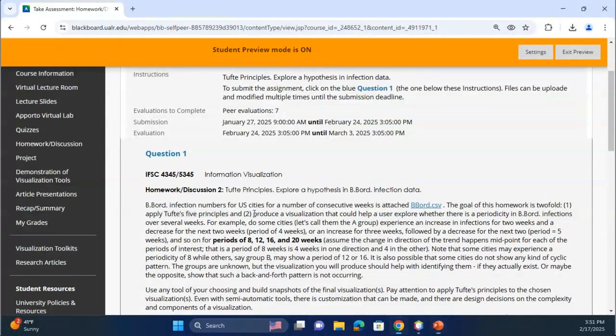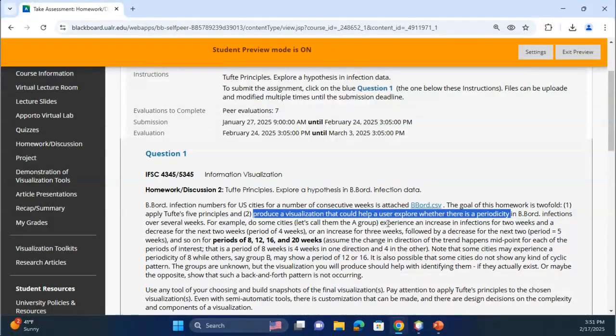And the second part of the visualization is basically the hypothesis of whether, I don't know if it's true, by the way, there is any periodicity in these infections. For example, is there a group of cities? I don't know what the group is, and you don't know it either. But build some visualization that allows me to look for it.